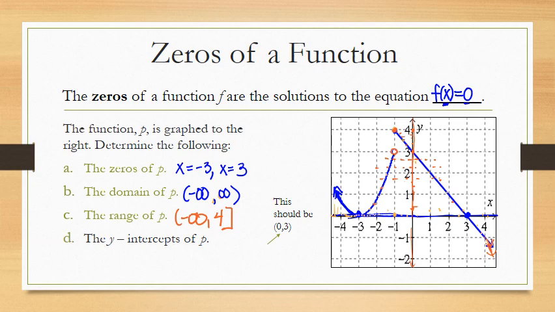The y-intercept of p. The y-intercept is where we cross the y-axis, so that happens right there. That occurs at (0, -3).